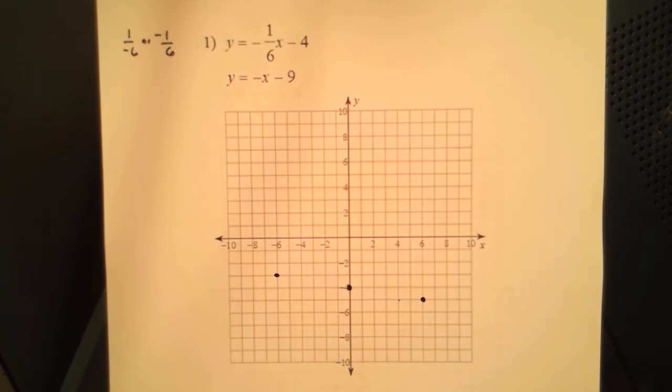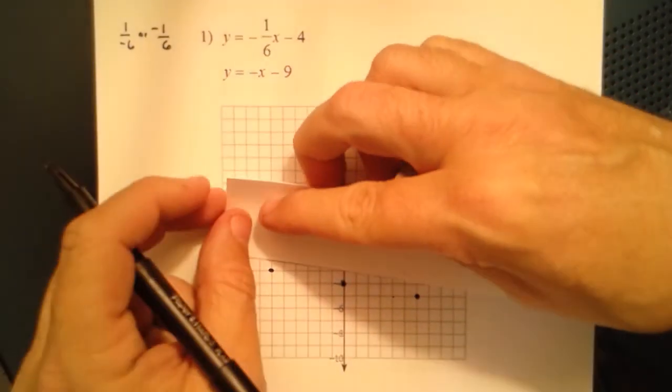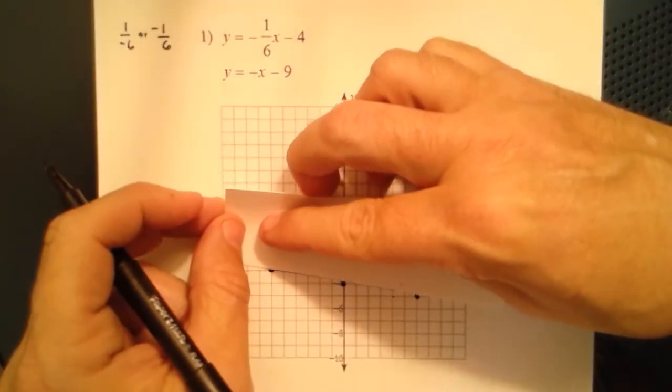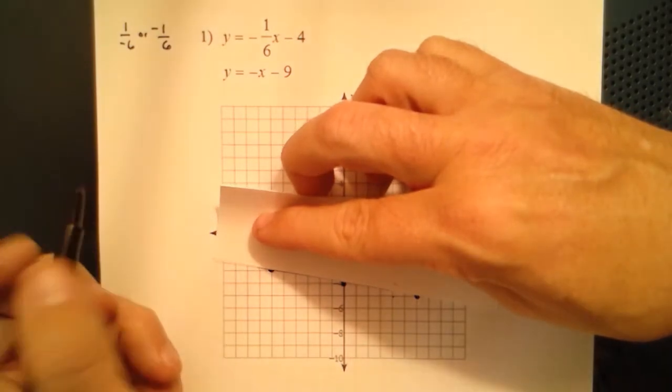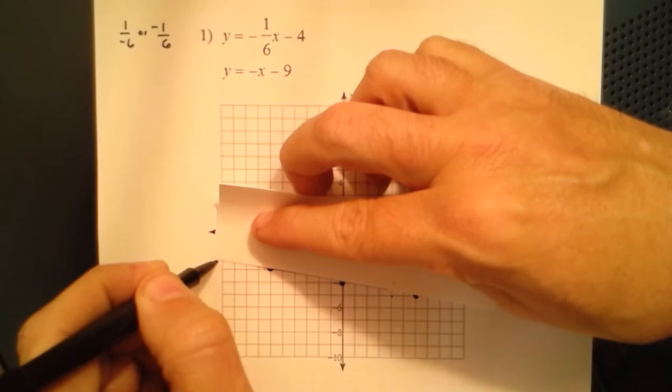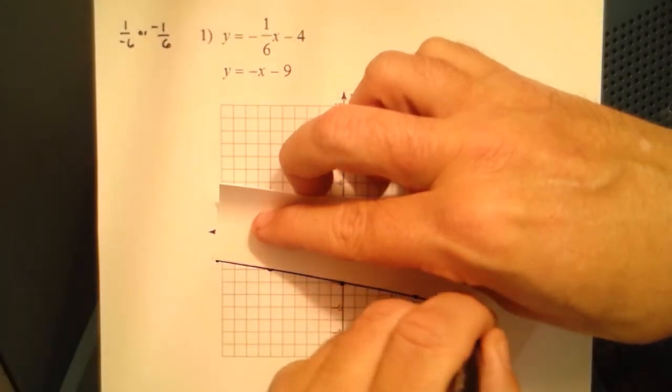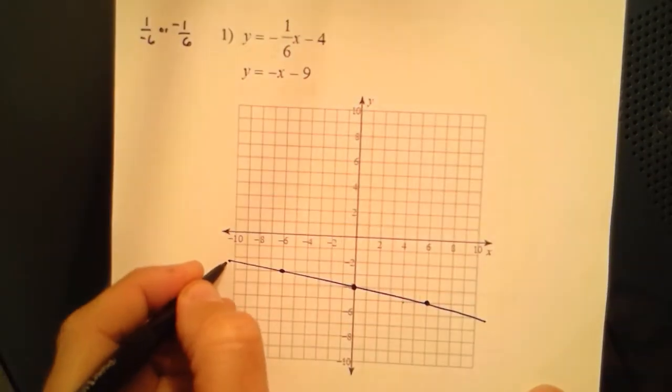Take a straight edge and connect the points. Make sure you line them up very neatly, because neatness counts in math. We're going to use our straight edge going through the graph, making sure we put arrows at both ends.